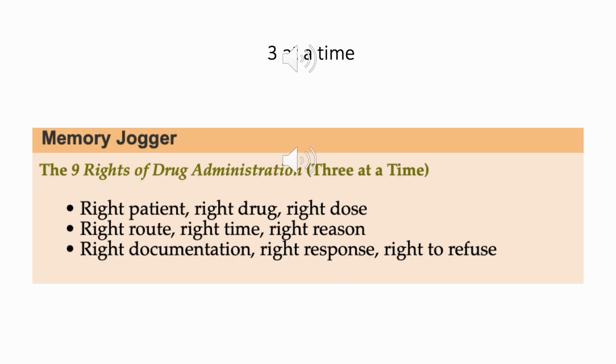A memory jogger of the 9 rights of drug administration might be helpful here: memorizing 3 at a time. The first 3: the right patient, the right drug, the right dose. The next 3: the right route, the right time, the right reason. The last set of 3s: the right documentation, the right response, the right to refuse.